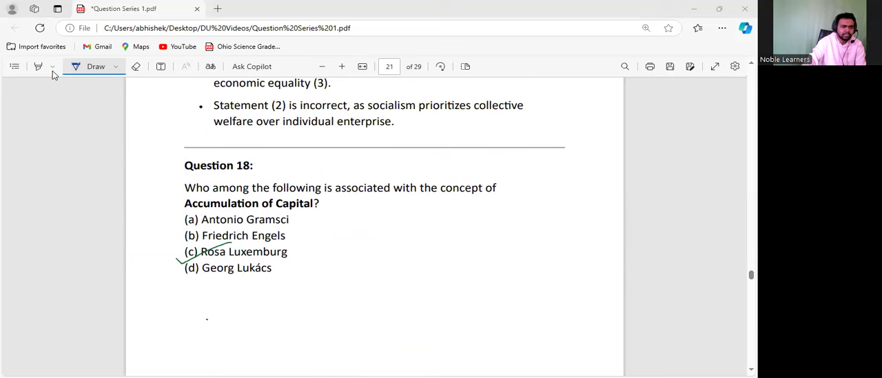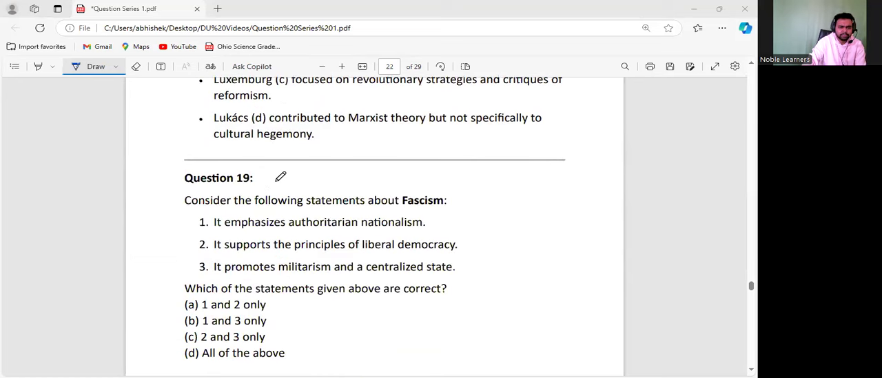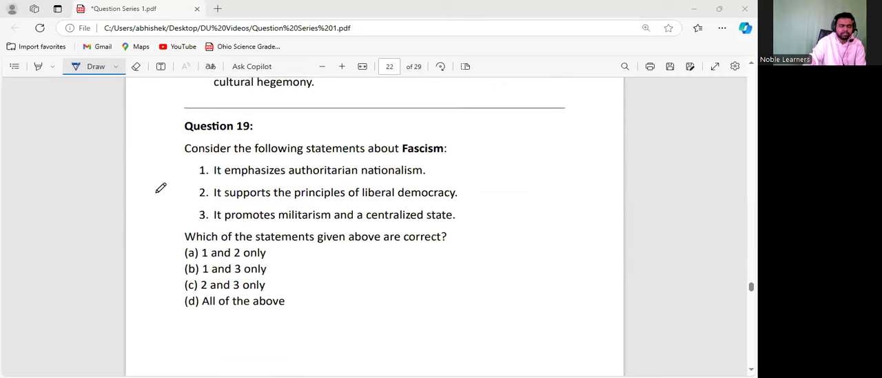Now let us go to the next one. Now understand this. Consider the following statements about fascism. It emphasizes authoritarian nationalism. It supports the principle of liberal democracy. It promotes militarism and a centralized state. So the second can't be an option. So cut everything where it is 2. So D can't be the option, because all of the above can't be true, since fascism does not support the principle of liberal democracy. This can't be correct. So 1 and 3 are correct.